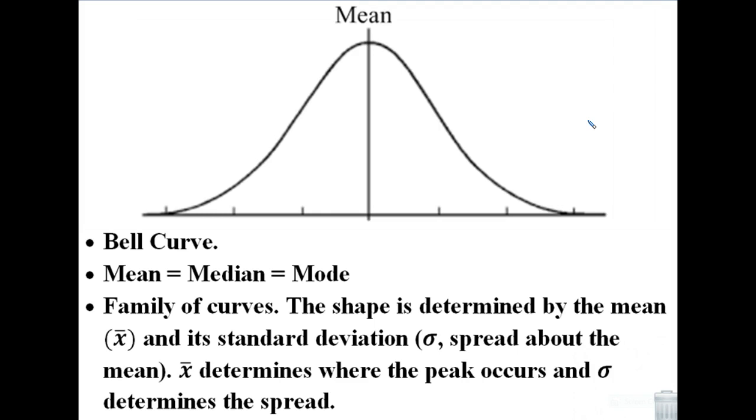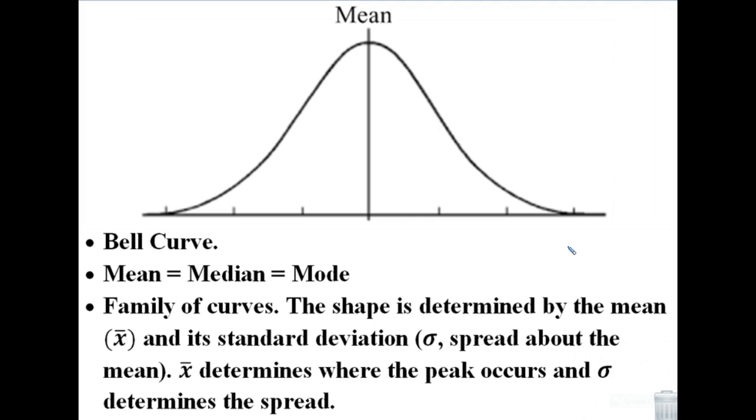There are a lot of things in the real world that are normally distributed. Like I said, heights, shoe sizes, IQs. We'll look at a few different examples as we go through today. One thing to remember about it is it's not just a single curve. It's a family of curves, and the shape is determined by the mean, the x bar, so where that mean lies, and its standard deviation, the spread about the mean.